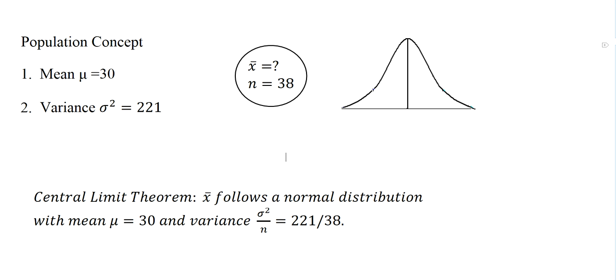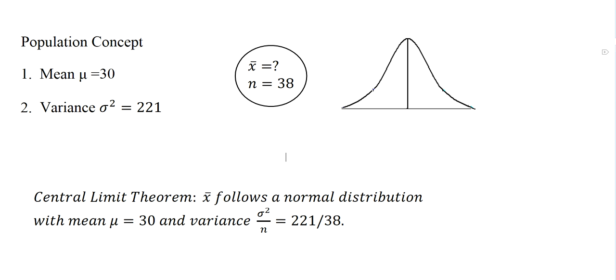And what it means is that the distribution of x bar is symmetric. If you draw hundreds of thousands of samples, you will see that eventually you will come up with a symmetric distribution. So in this particular case, you have drawn a sample of size 38, and you have observed just one value in this distribution. And the entire distribution follows a normal curve with the mean of 30 and the variance of 221 over 38 in this particular case.